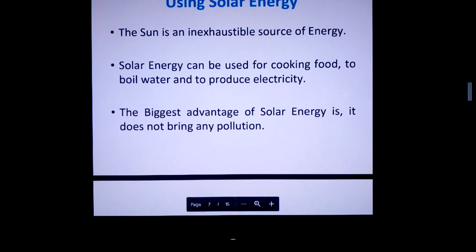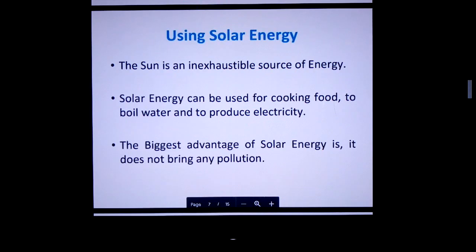Okay, so first we are going to learn the first unit: using solar energy. First of all, what is solar energy? Solar energy is the energy which is given out by the sun. The sun is an inexhaustible source of energy. What is meant by inexhaustible source of energy? You go on using it, it will not get over. That is why we call it an inexhaustible source of energy.